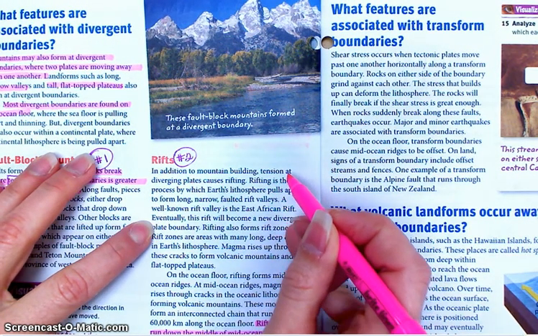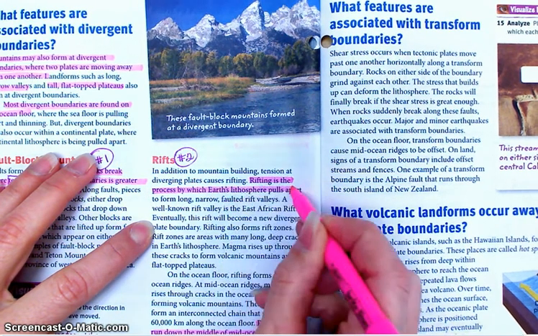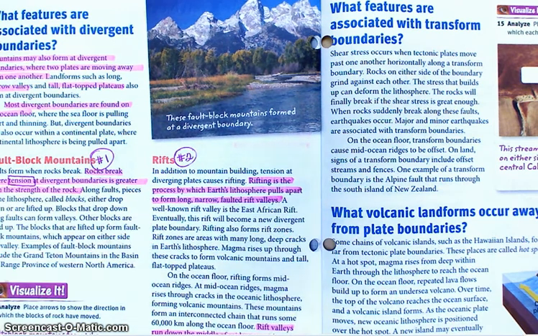Let's see, there was something up here. There we go. Rifting is the process by which Earth's lithosphere pulls apart to form long, narrow, faulted rift valleys.